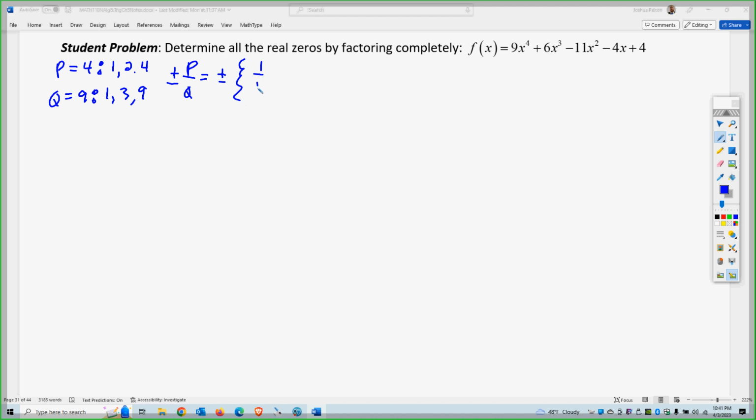So we'll do 1 over 1, 1 over 3, 1 over 9, 2 over 1, 2 over 3, 2 over 9, and then 4 over 1, 4 over 3, and 4 over 9. Okay, so those are all the possible answers out of an infinite number of numbers. So it narrows it down.